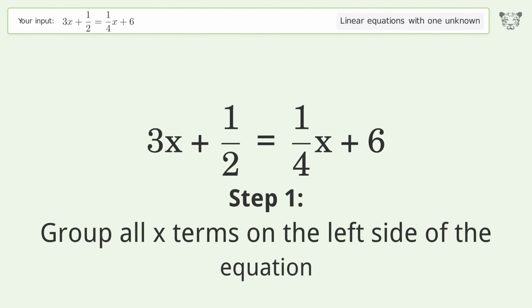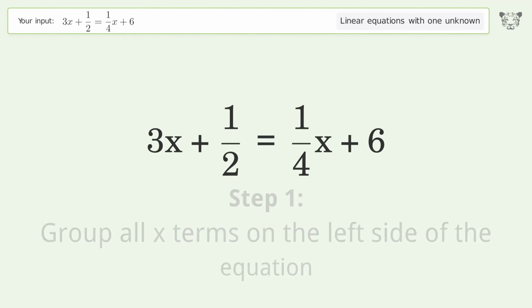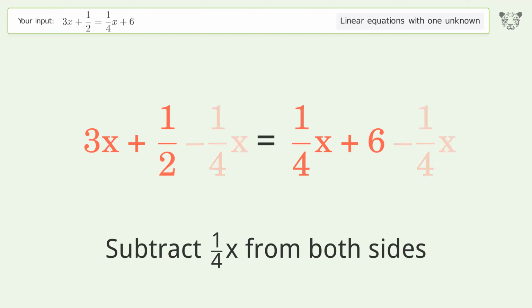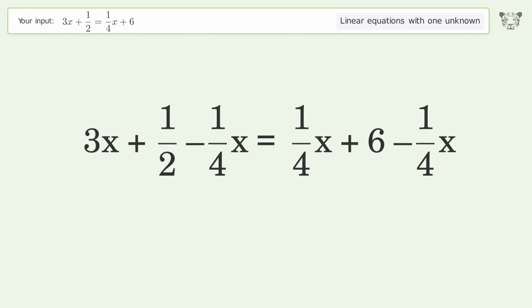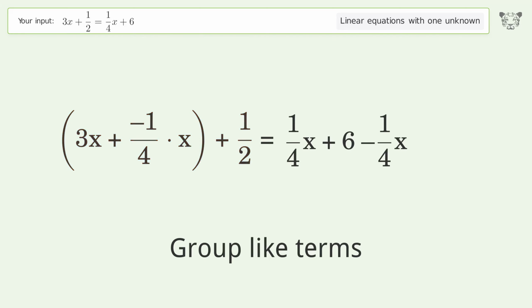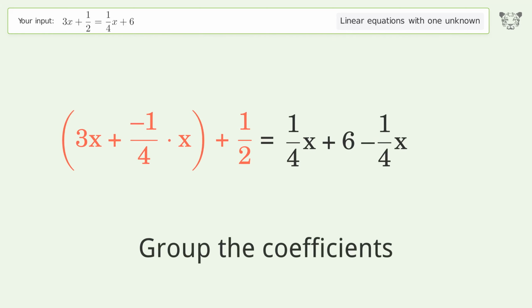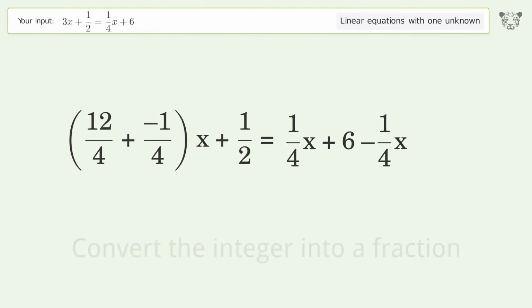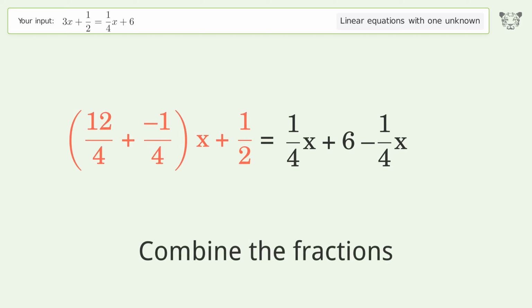Group all x terms on the left side of the equation. Subtract 1 over 4x from both sides. Group like terms. Group the coefficients. Convert the integer into a fraction. Combine the fractions.